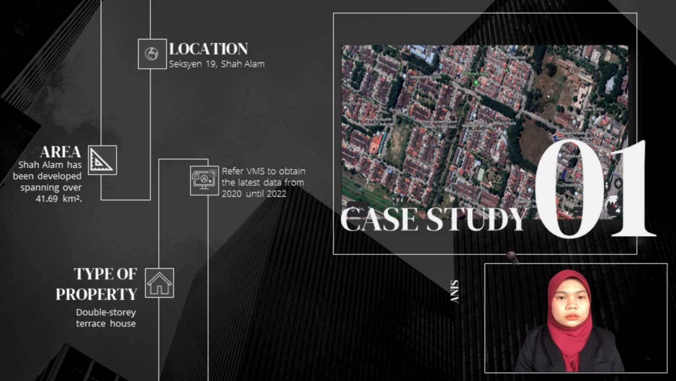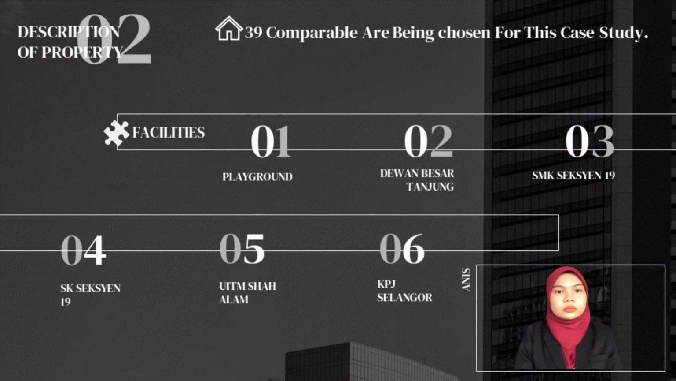which shows that this strategic location is in high demand among the people. The types of property of the case study are double-story terrace houses, which consist of corner lot, intermediate lot, and end lot. Next, 39 comparables were chosen for this case study within the vicinity area, most of them in excellent and fair building condition.